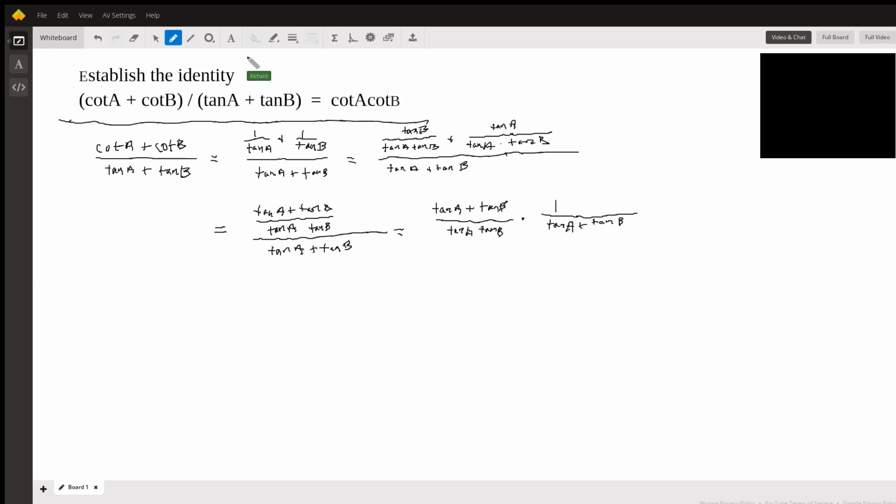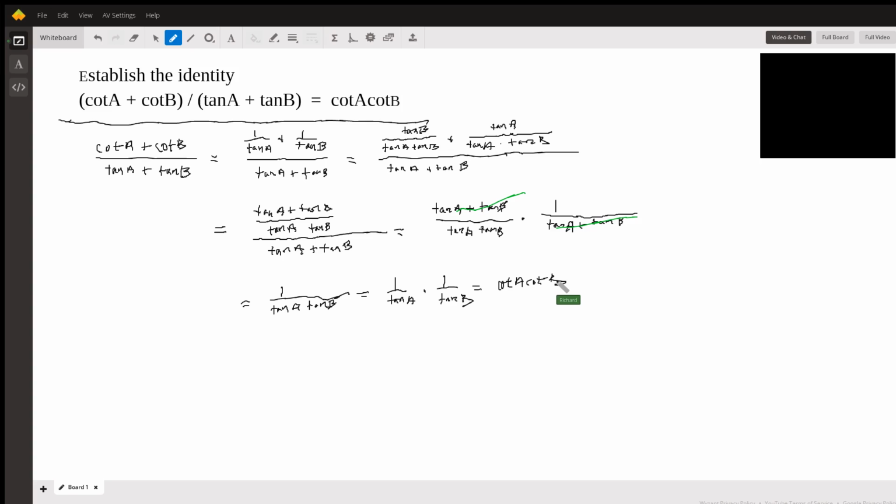And now I'm just going to change colors here. You can see that these cancel. And I'm left with 1 over tan A tan B, which is equal to 1 over tan A times 1 over tan B, which is the cotangent of A times the cotangent of B.